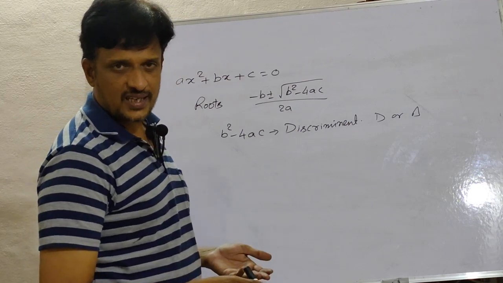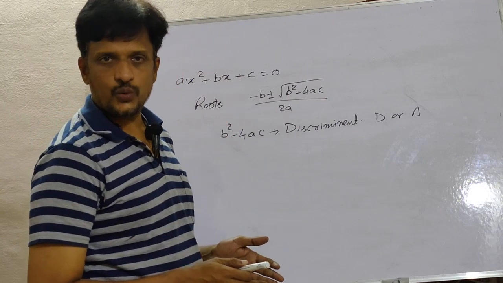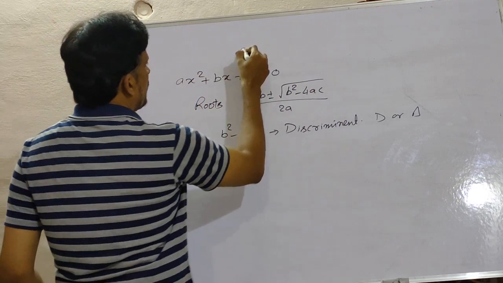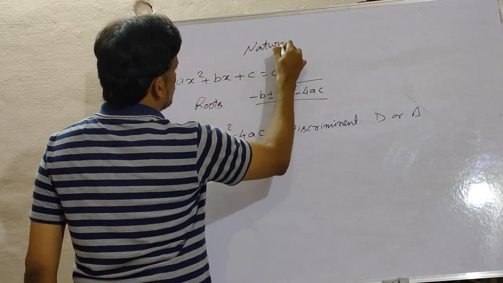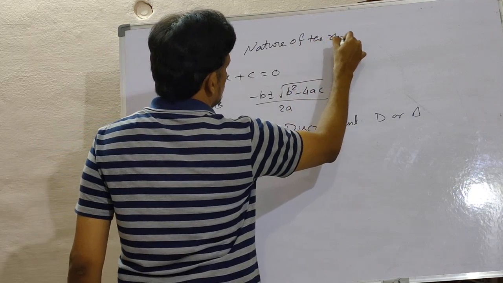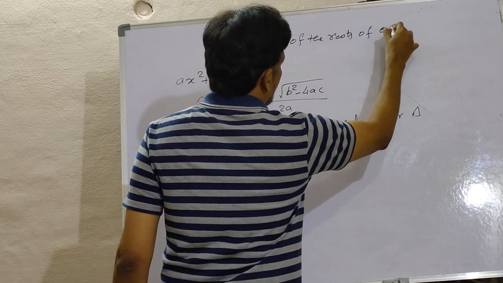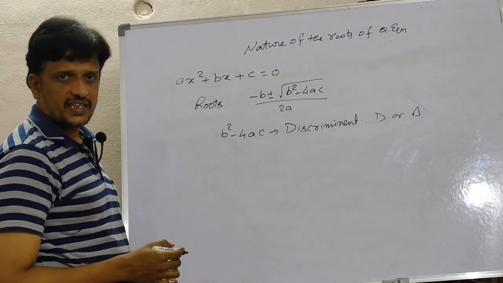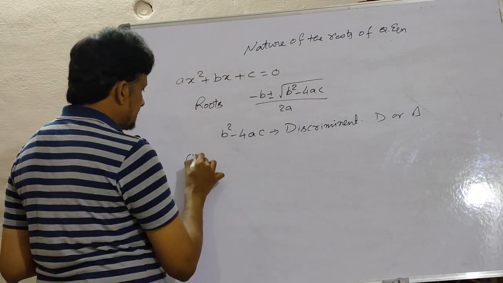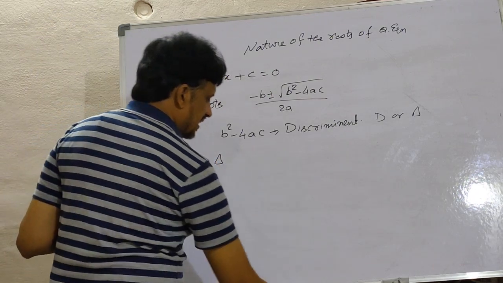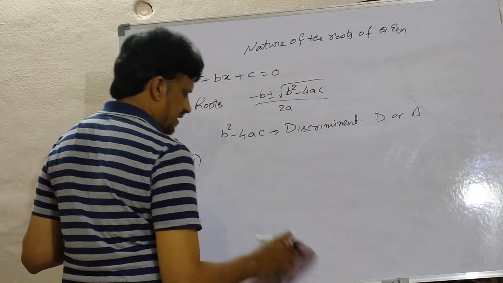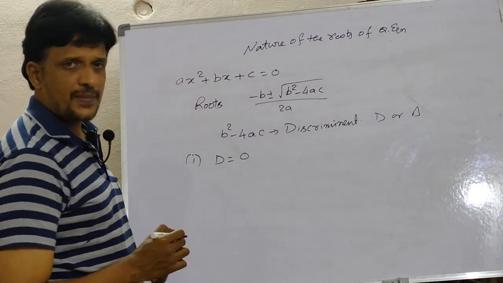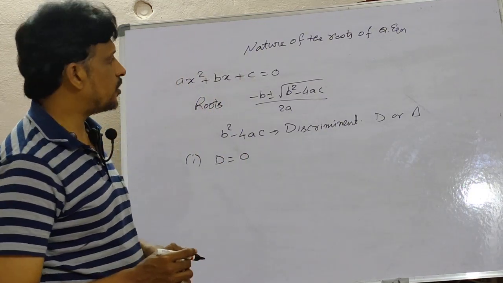So what is the use of this discriminant? If you know the discriminant value, then without finding the roots, you can find the nature of the roots. So here this is about the nature of the roots of a quadratic equation. When this b square minus 4ac discriminant is given, how can you decide the nature? In the first case, the discriminant, either delta or D, you can write according to your convenience. D means discriminant. If the discriminant is 0, then what can you say about the roots here?